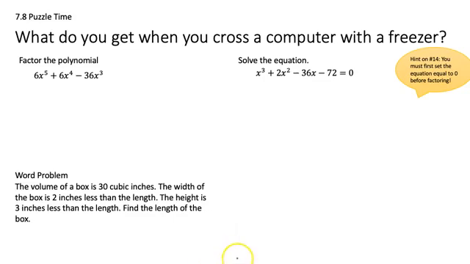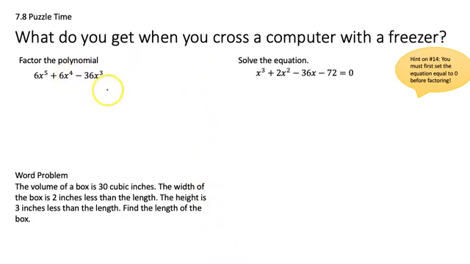Okay, here we go. We're going to continue that one last puzzle time. We're going to look at 7.8. And here we're looking for what do you get when you cross a computer with a freezer? So these polynomials that we're working with here are probably going to need to be moved into more of an expanded form. We made it closer to grouping.